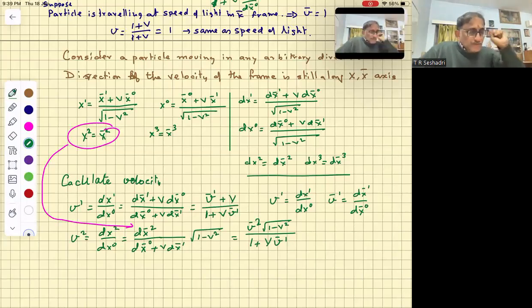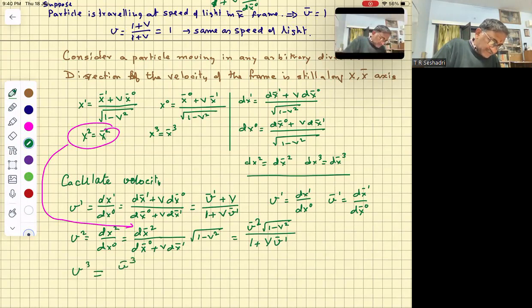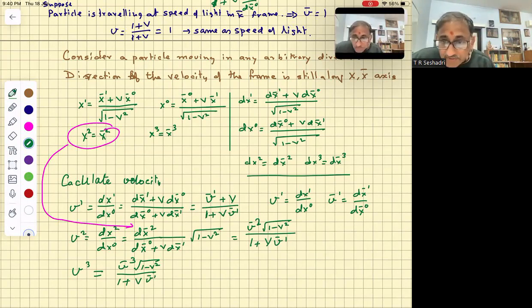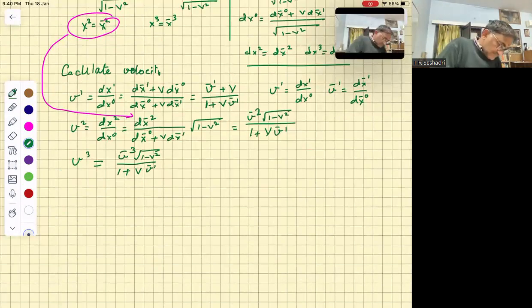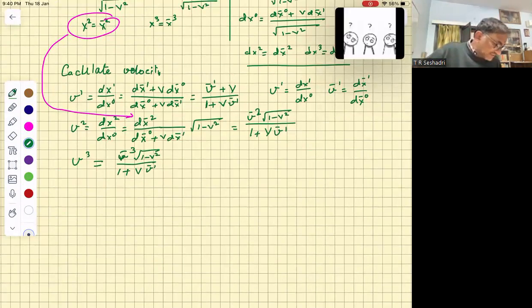Why is V1 coming this way? Because the x-axis is special. It is the direction in which the other frame is moving. That is why this is special. Similarly, if I calculate V3, this will be equal to V bar 3 times square root of 1 minus v square by 1 plus v V bar 1. Just calculate this, and this is what it is. Let me just check if this is correct. Is this clear? Okay, so this is how the velocity transforms.